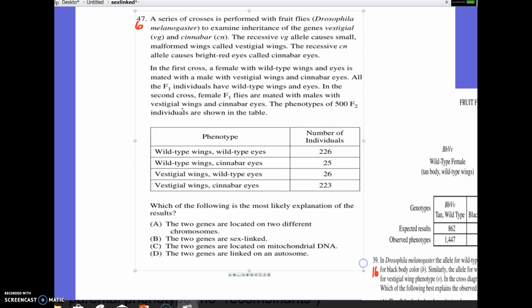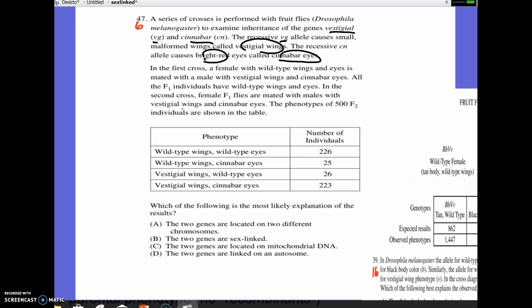So this one is explaining a whole thing, Drosophila melanogaster, that's the fruit fly. And they're looking at vestigial wings, which is the dumpy or the shriveled up wings, and cinnabar eyes. It doesn't matter what the genes are. It explains that little vg is vestigial wings, and the regular is normal wings, and then the recessive on the eyes are called cinnabar, and the dominant are bright eyes.